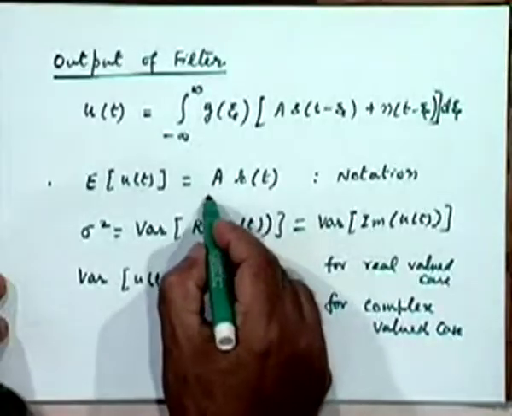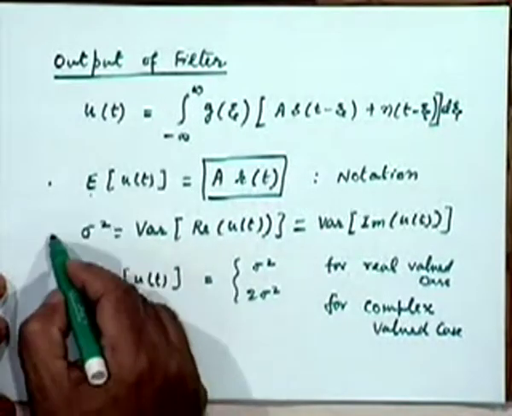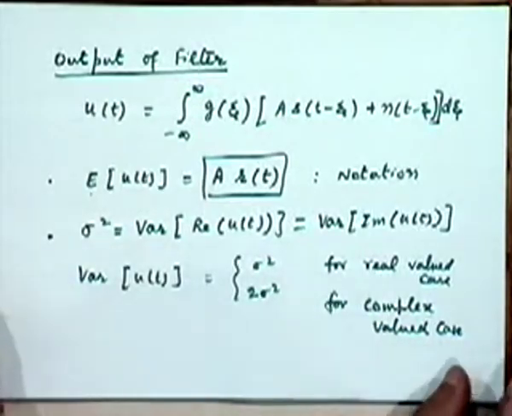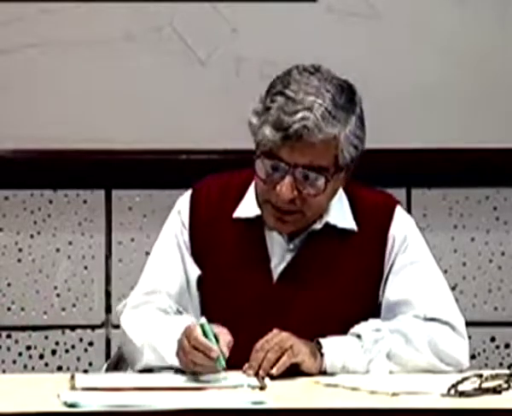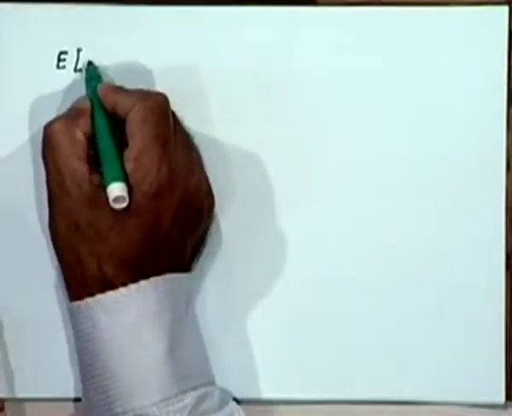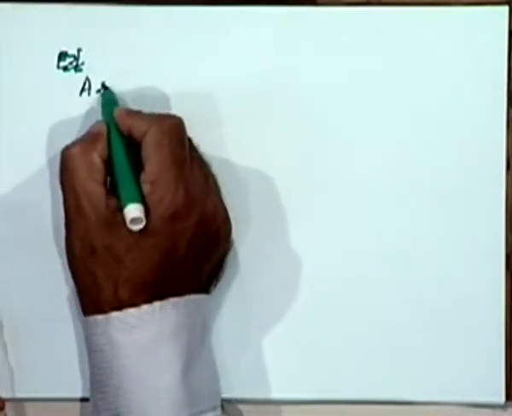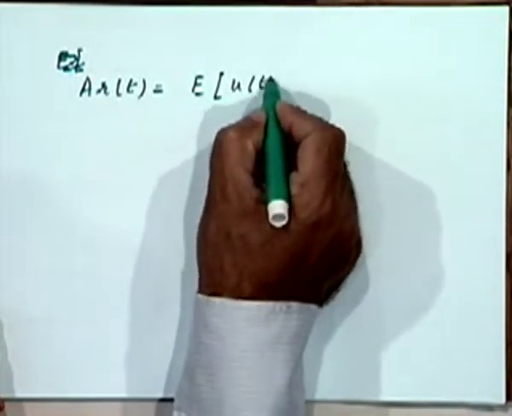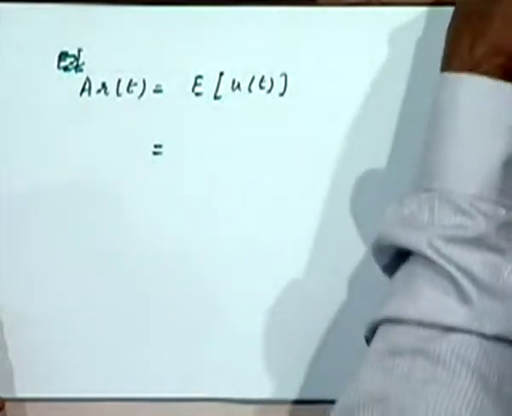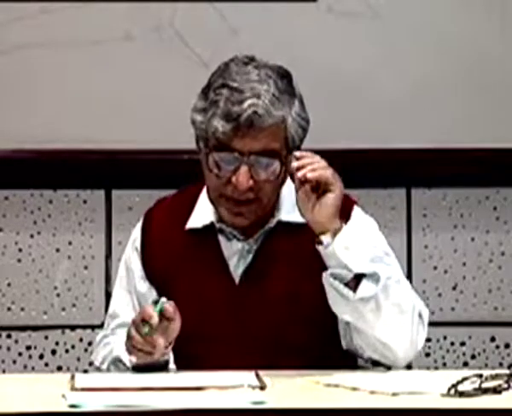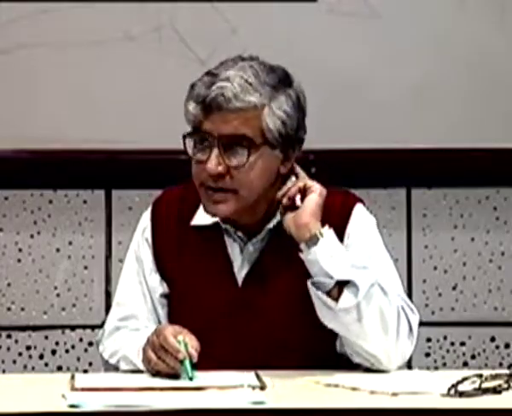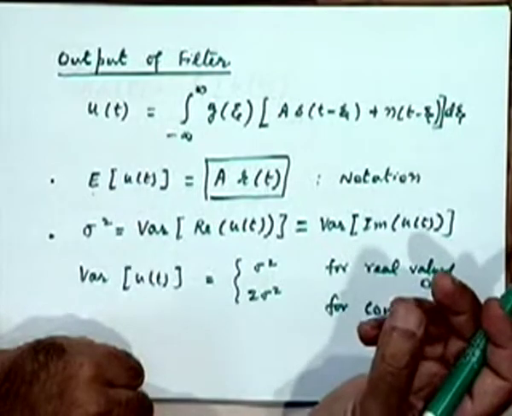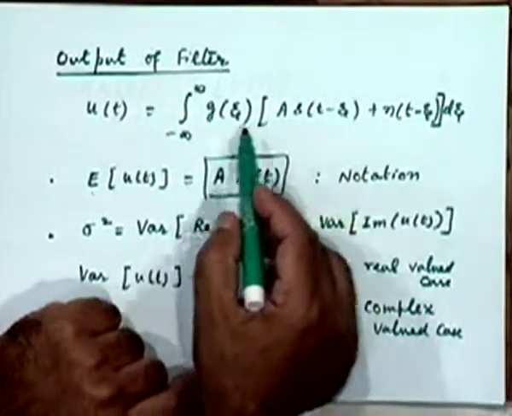Now let's consider this quantity. What is the mean? These are the two important things: the mean value and the variance. Let's look at the mean value. Therefore, let's look at A r(t), which is by definition the expected value of u(t). From this integral, what can we say about it? If you take the expected value of an integral, expectation is a linear operation, so I can exchange it with the integration operation and take it inside the integral.